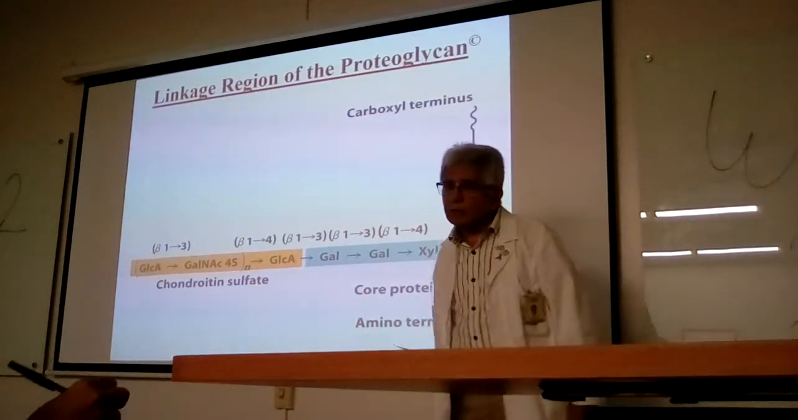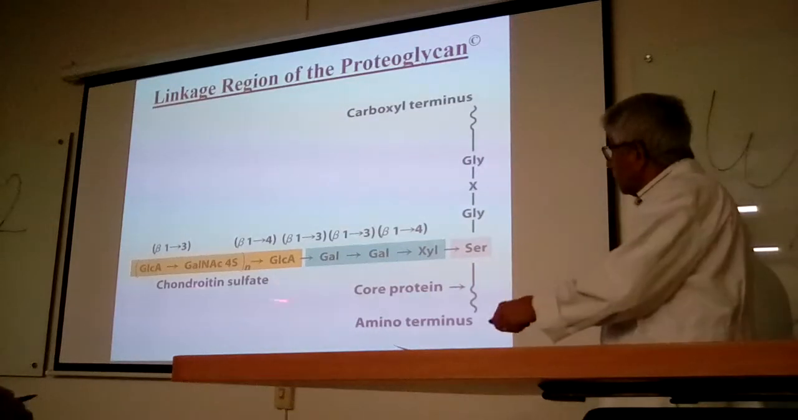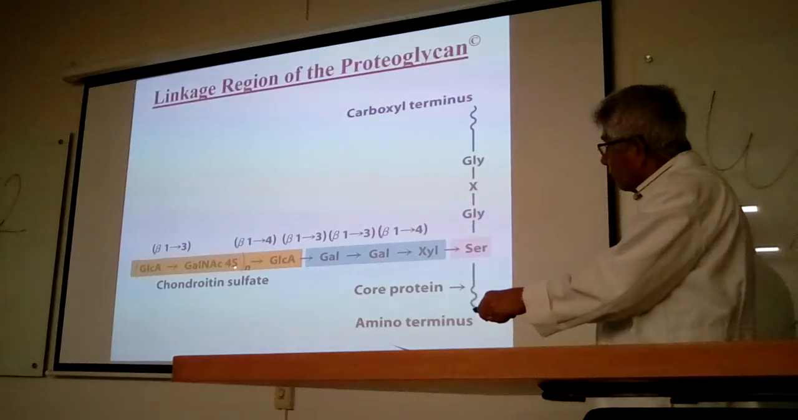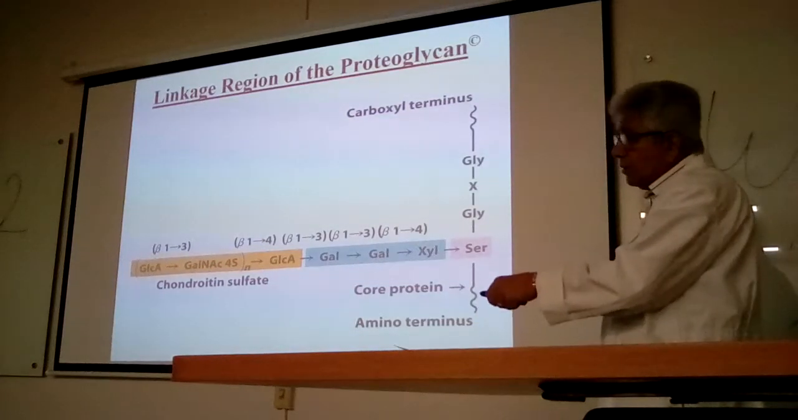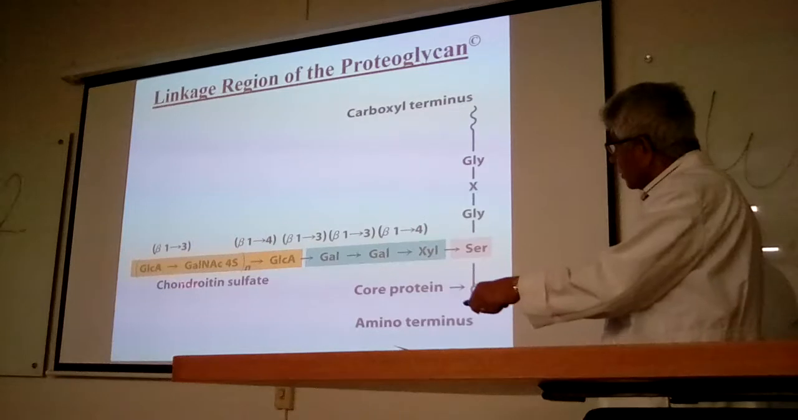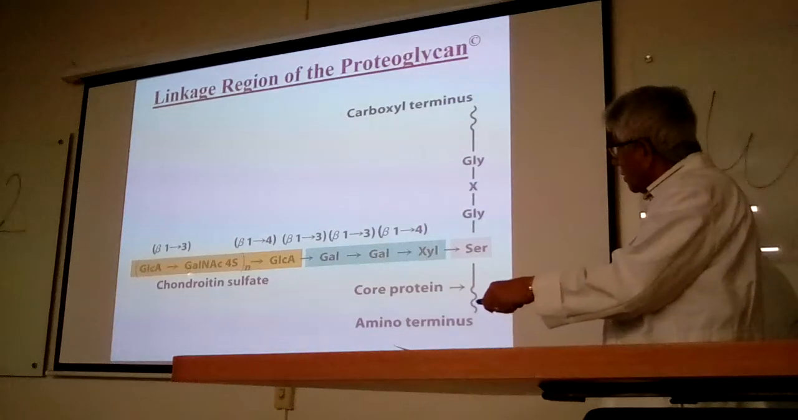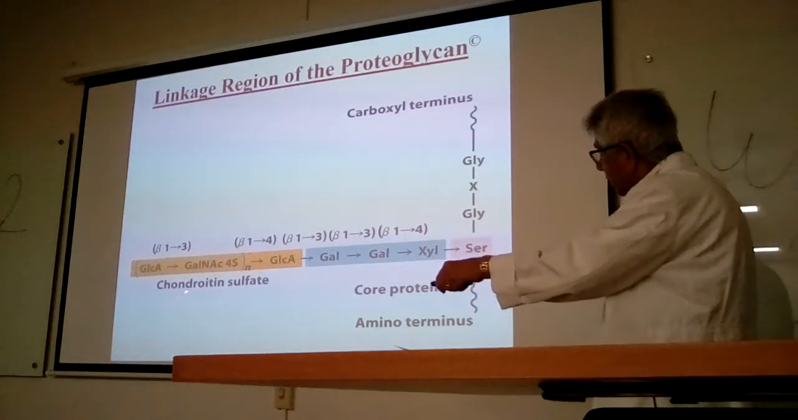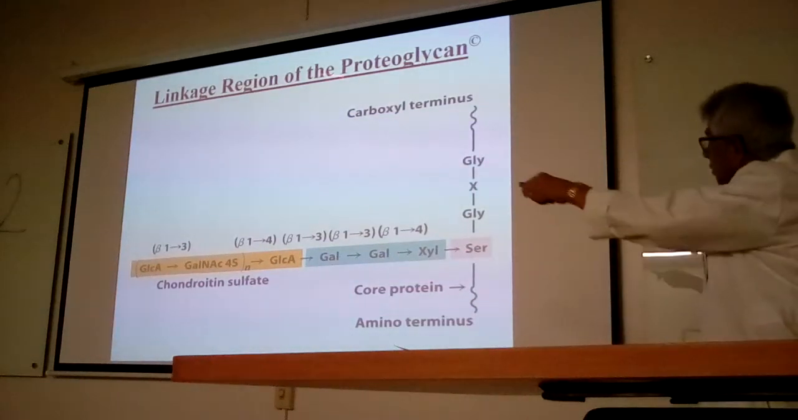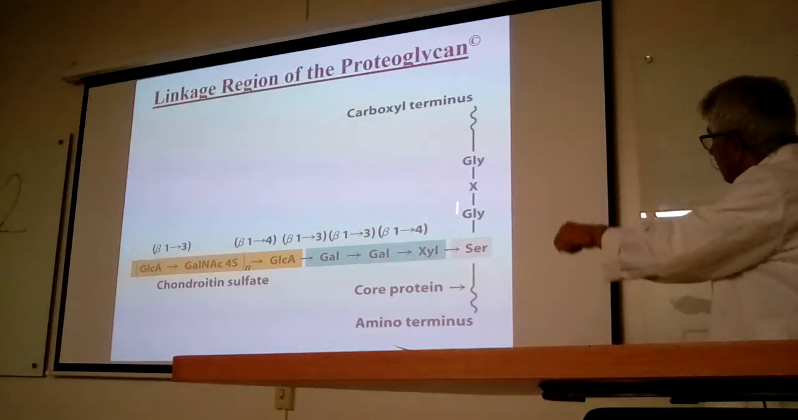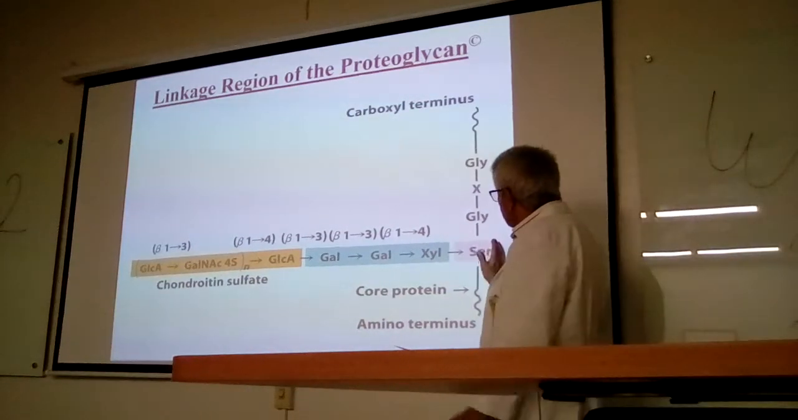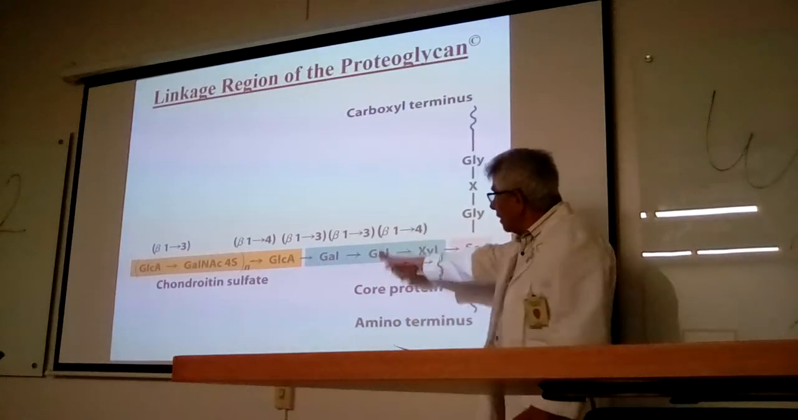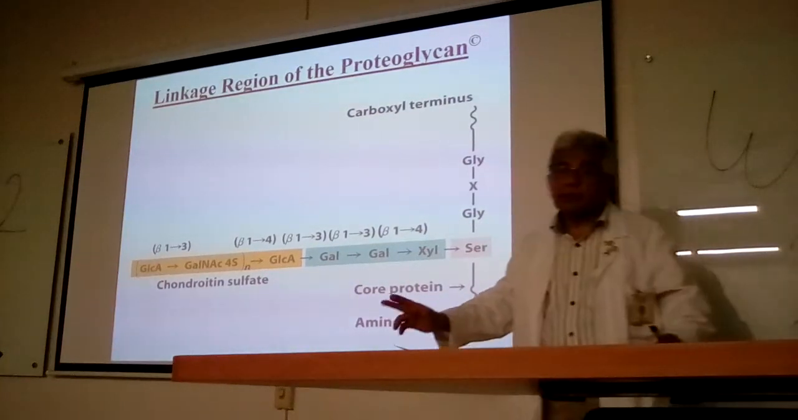An example is given with chondroitin sulfate, which has N-acetylgalactosamine and glucuronic acid, with a sulfate at the 4 position of the galactosamine, repeating n number of times. This extra glucuronic acid is here, but the repeating part is n number of times, and this is the linkage region. If you do a hydrolysis, the protein part comes out and you get the glycosaminoglycan. When it's attached to the protein, its name is proteoglycan.